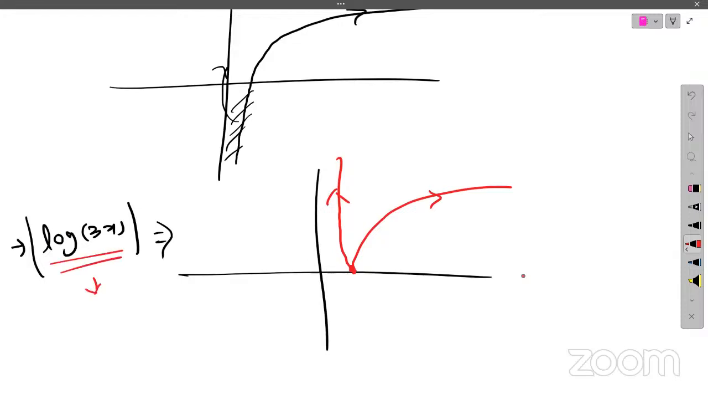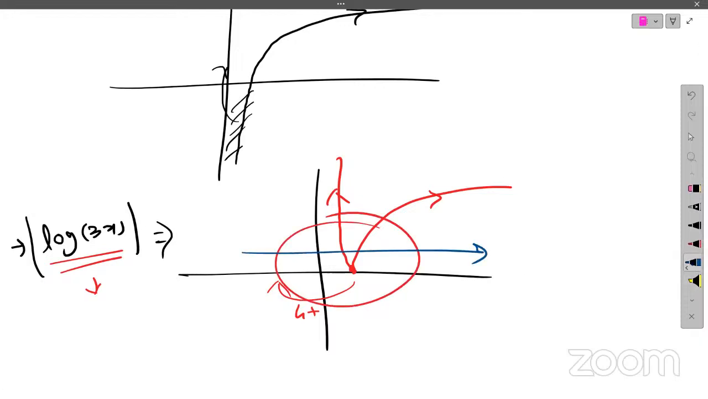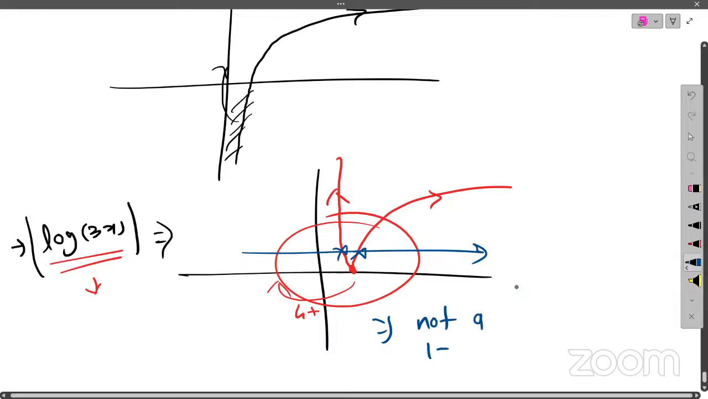Now, what will be the log of 3x plus 4? This graph will only shift 4 units toward the left. But what is the main purpose here? You have to observe this behavior. Here, if you draw a horizontal line, that horizontal line will intersect at 2 points. So that's why from here we can say it is not a 1-1 function. Is that clear?